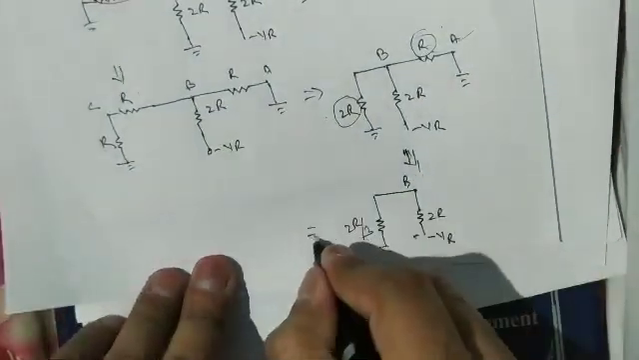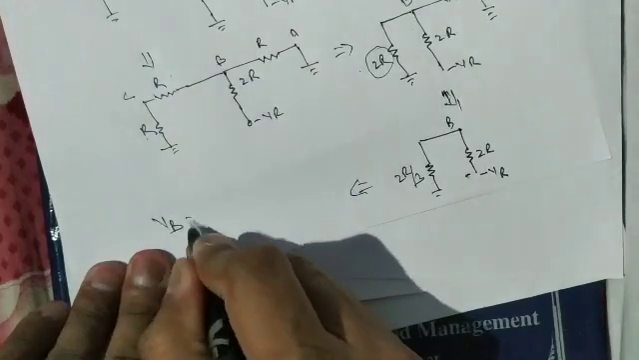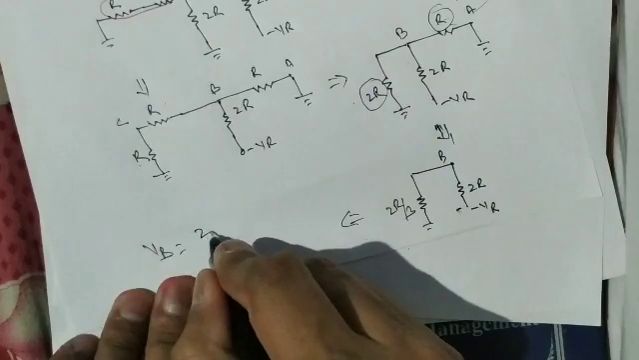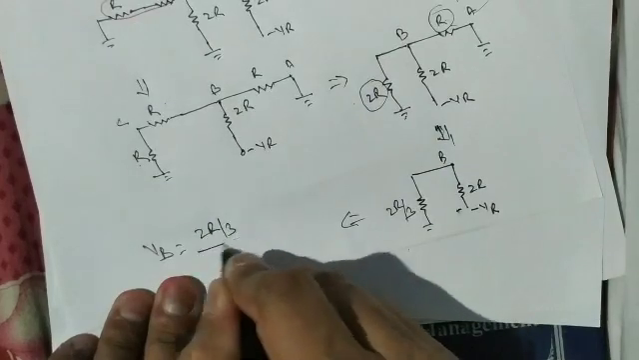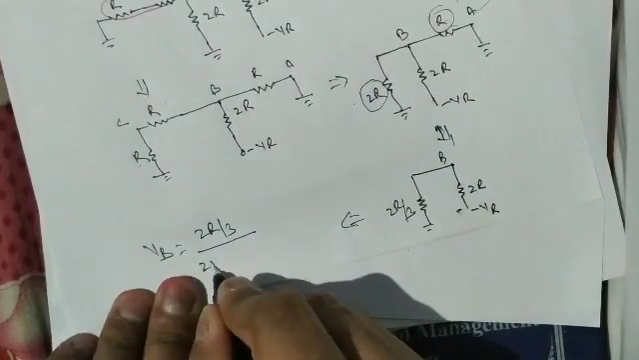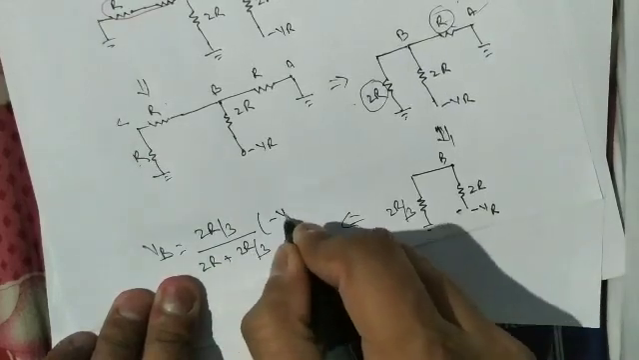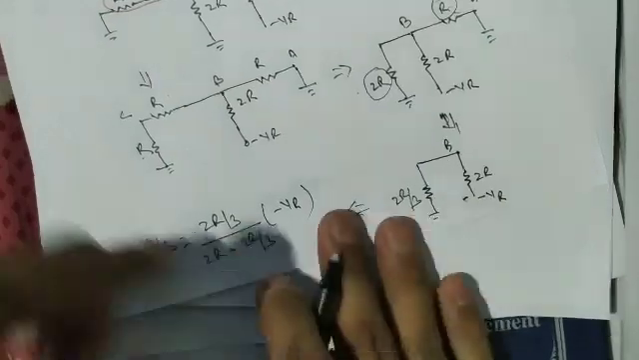Now, what is the value of VB? VB equals, using the voltage divider rule, (2R/3) divided by (2R plus 2R/3), into minus VR. Okay, fine.